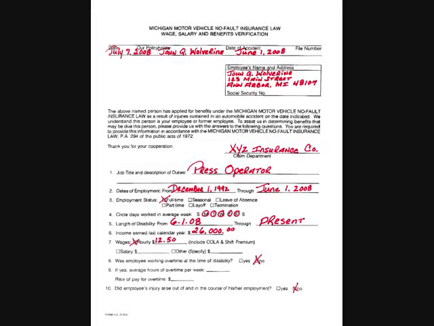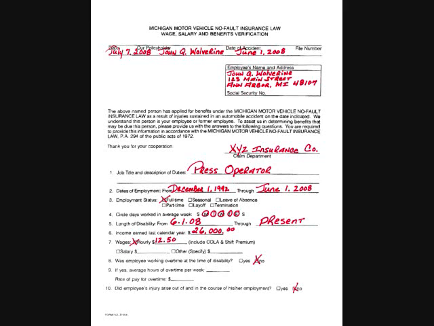This form is the Wage, Salary, and Benefits Verification Form. It is the form that must be completed by your employer and submitted to the insurance company so that you can obtain your wage loss benefits.